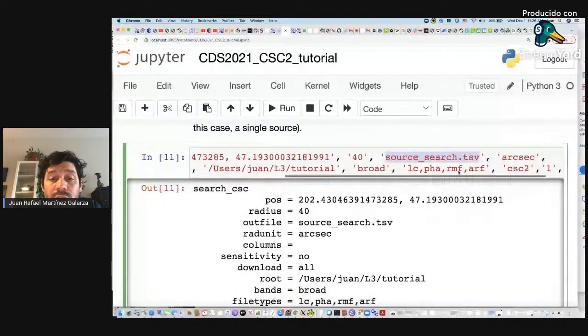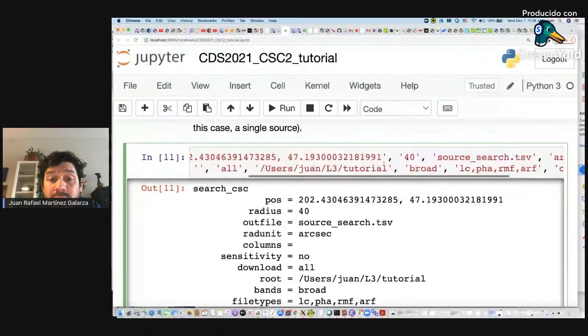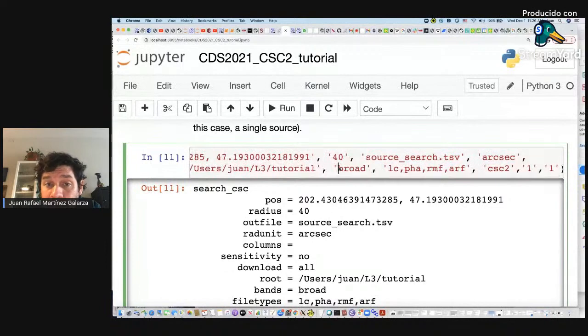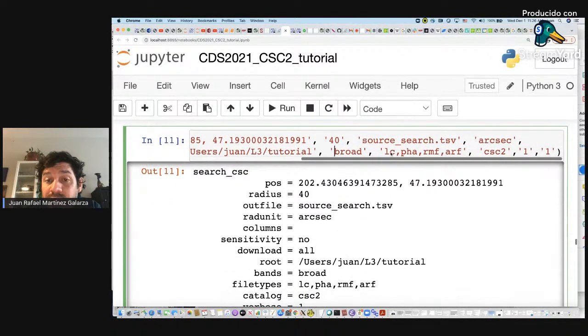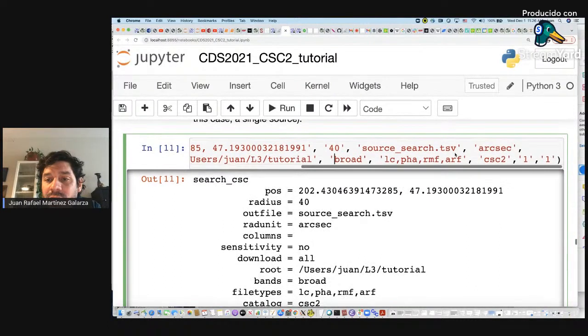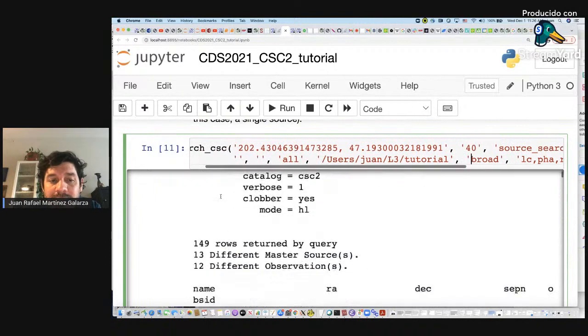And here you specify the directory where you want it to go, and which energy band you want the data products for. In this case, the broadband that covers all the way from 0.5 to 7 or 8 kiloelectron volts. And then you're going to say which data products you want. In this case, the light curve, the PHA, which is the spectral file, and these other auxiliary files for spectra that give you the spectral response of the object. So this is going to download the light curve, the PHA, and the spectra for the source with these coordinates. And that's exactly what happens here.